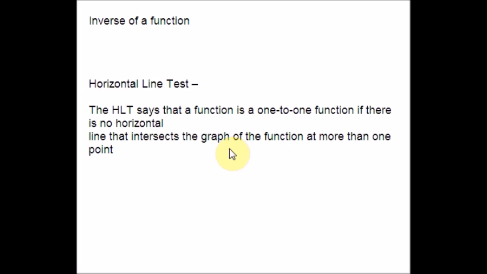So by applying the horizontal line test, not only can we determine if a function is a one-to-one function, but more importantly, we can determine if a function has an inverse or not, because that is what we want. So once you confirm whether it is one-to-one or not, you can understand whether the function has an inverse or not. Hope you're clear with the horizontal line test. Okay, I'm going to show you an example that will explain the horizontal line test.